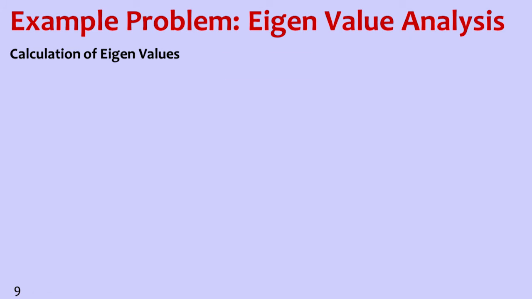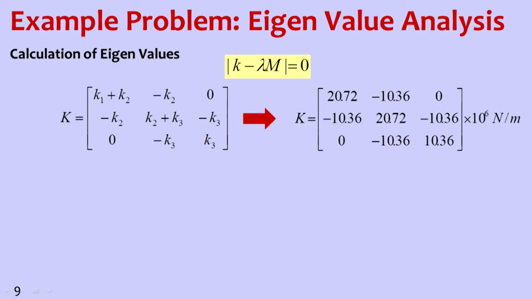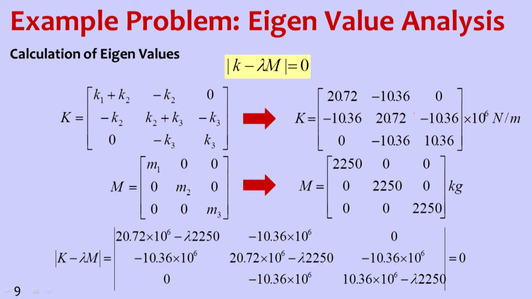Then we calculate eigenvalues. How do we calculate eigenvalues? By using characteristic equation. So, we have stiffness matrix as we have generated from the earlier class. So, K is equal to K1 plus K2, minus K2, 0; minus K2, K2 plus K3, minus K3; 0, minus K3, K3, and then mass matrix is also there. So, if we plug in the values here, we get stiffness matrix. And then mass matrix. All masses are same, so we have mass matrix.